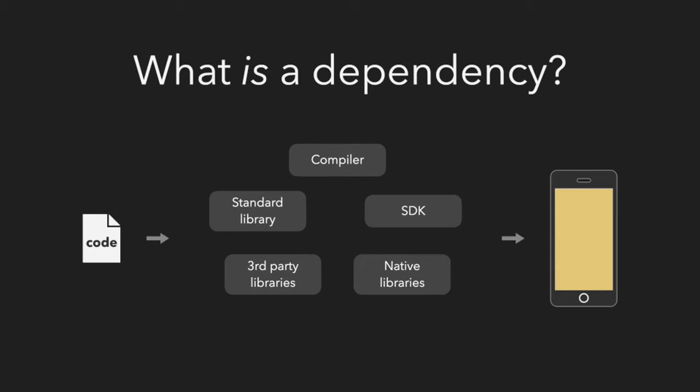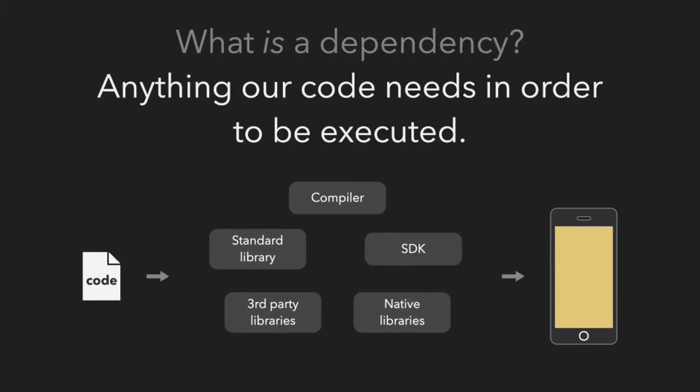So a dependency, we can say that all of these things are dependencies, but we can also say more precisely that a dependency is anything that our code needs in order to be executed. So anything and everything that our code needs in order to execute, in order to run on the device, we're going to depend on that in order to run our code. So we call it a dependency. All of these things are dependencies, and even more things are dependencies that I'm not going to talk about today.